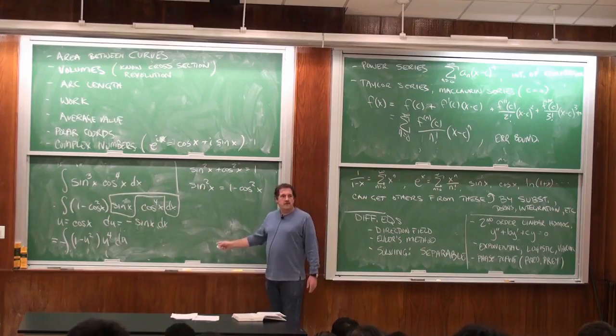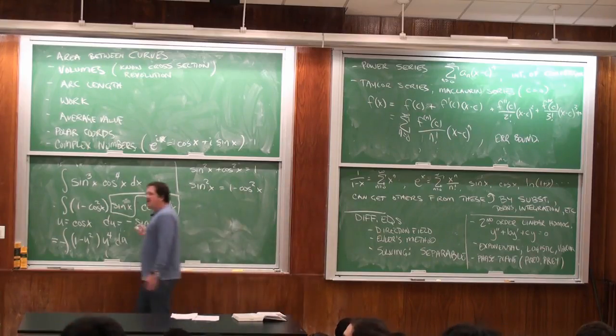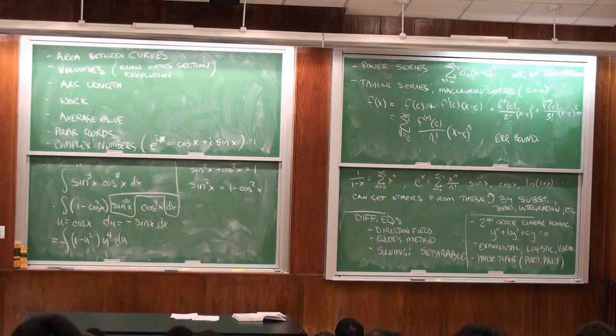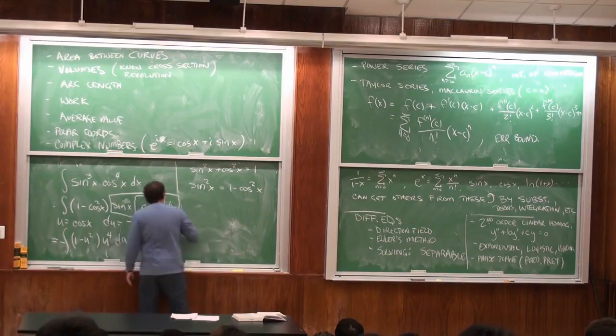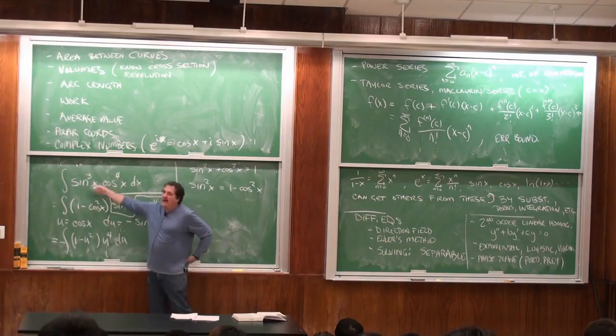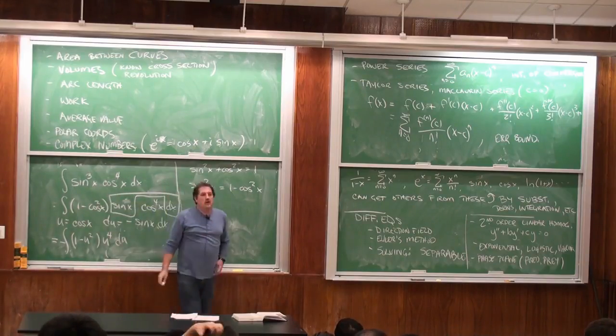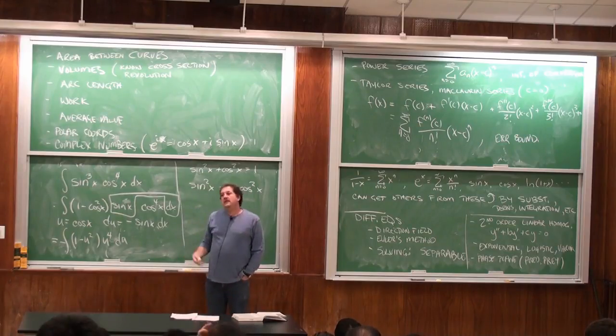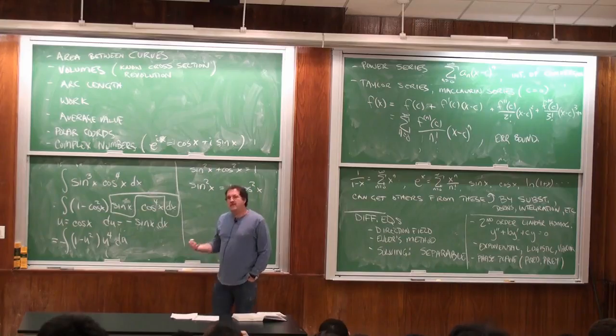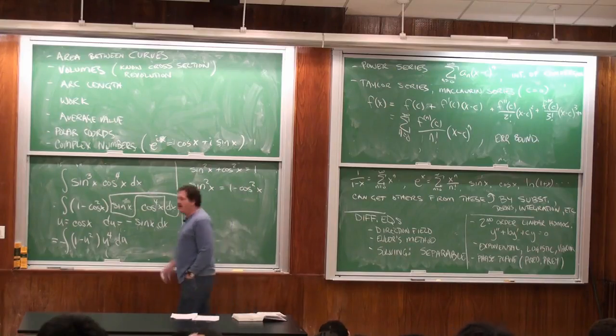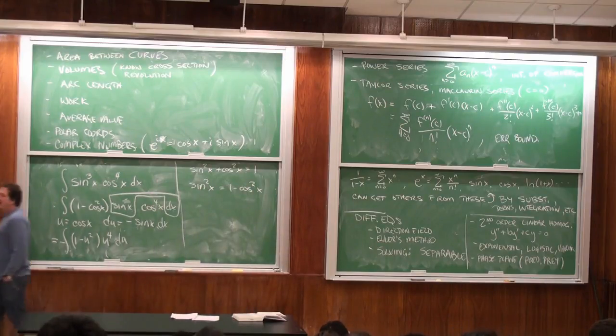You want me to finish or is it okay? So these all come down to this kind of thing. If you have one of the powers of sine or cosine being odd, then you're in business. If both of them are even, you have to use a slightly more complicated method, where we use a different trig identity.